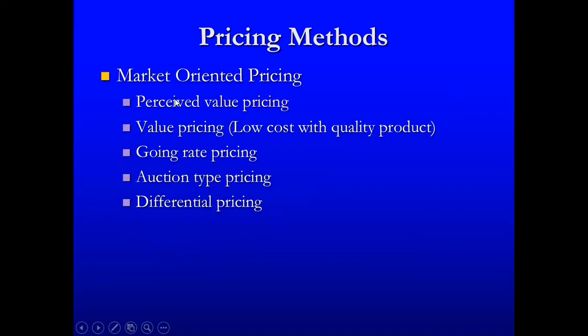Then there may be market oriented pricing, which includes perceived value pricing. Pricing is set according to value perceived by customers. Then value pricing, where the prices are kept lower and the quality is maintained. Going rate pricing, this is the pricing which is going on in the market, that is, the price charged by other competitors. Then auction type pricing and differential pricing. Here, different prices are demanded from different customers.